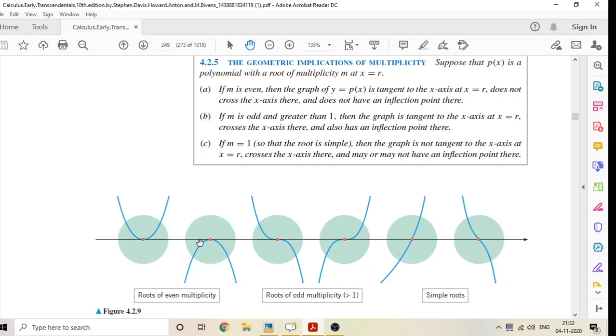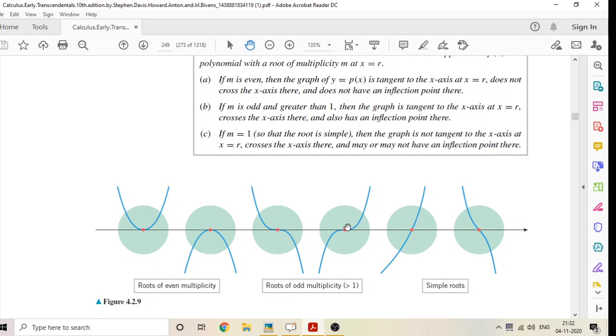If we take the curve of minus x squared, it will look like this. Okay, so for example if you take the curves for x cube and minus x cube, they will look like this. If we take the curve of x cube, it comes in this shape. So when we take the curve of x cube, m is odd and m is greater than 1, so in this case your curve will cross the x-axis. So the graph is a tangent to the x-axis.